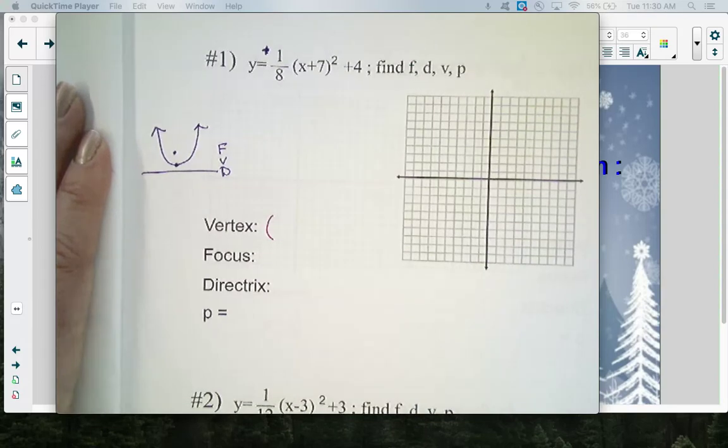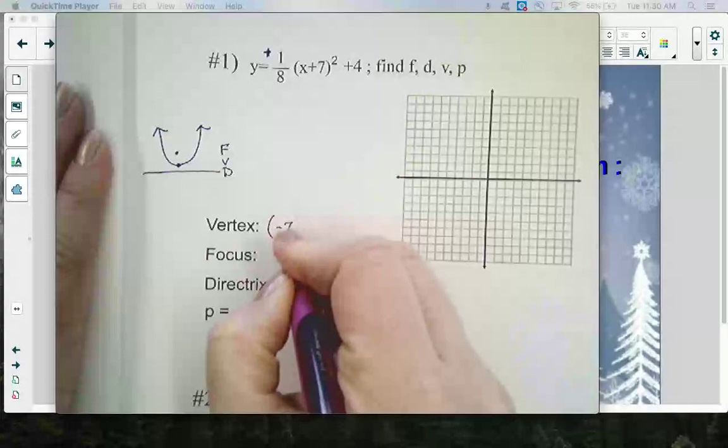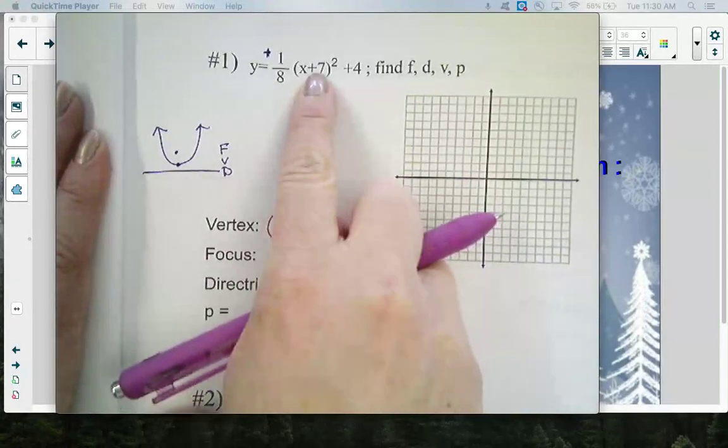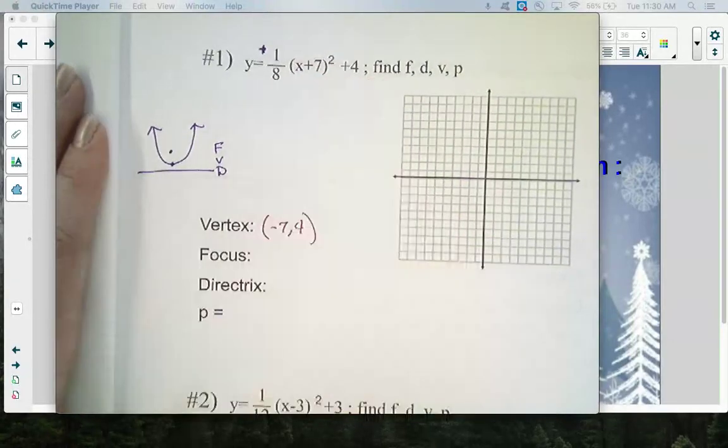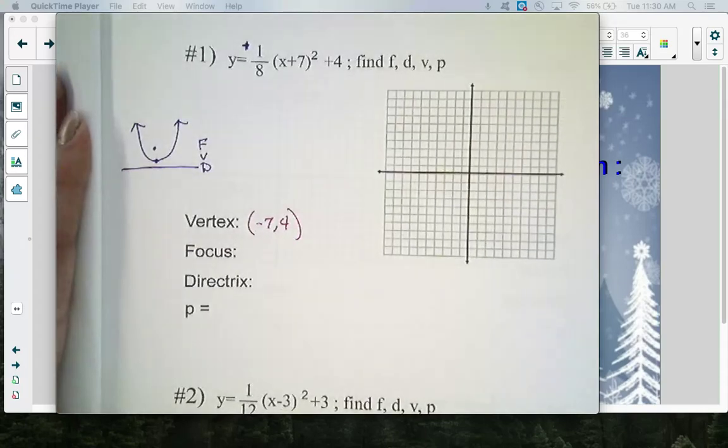Opposite, same. Opposite, same. Sorry, -7, 4. Beautiful. -7, 4. Right? Remember, -7, opposite, opposite, opposite, same. Are you okay with that part?